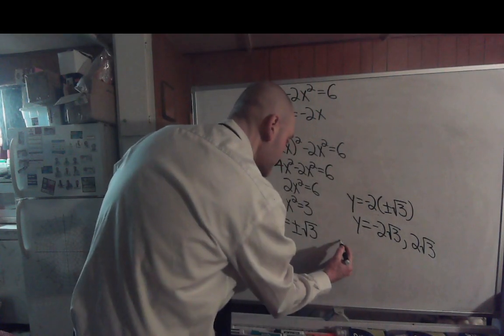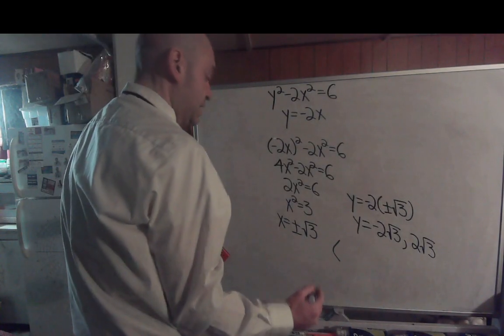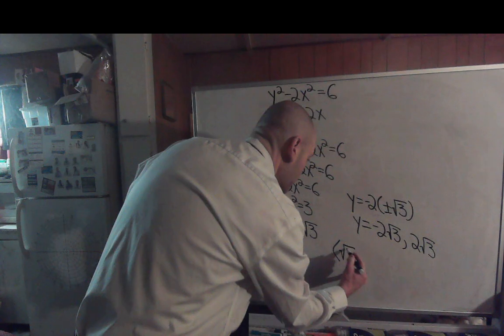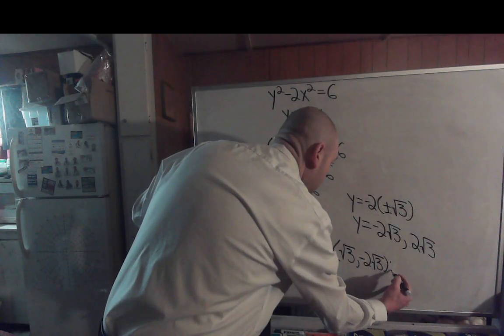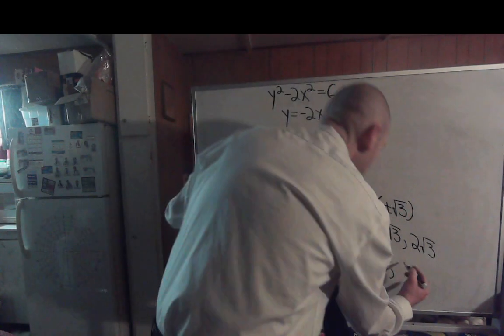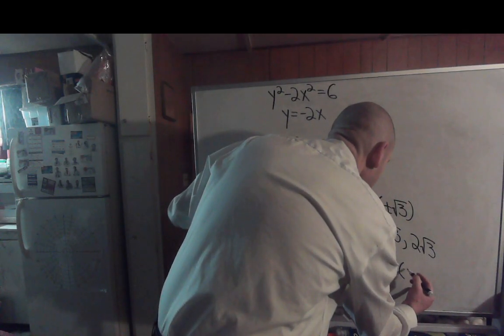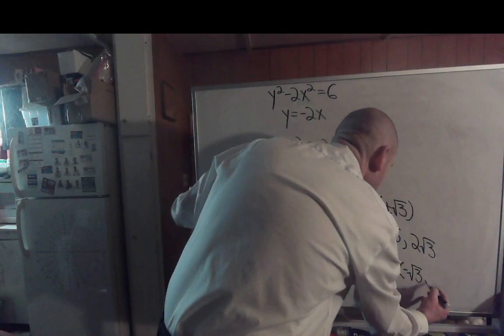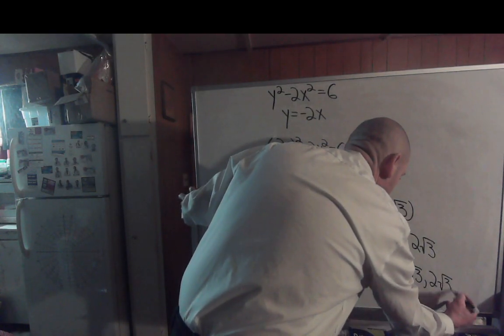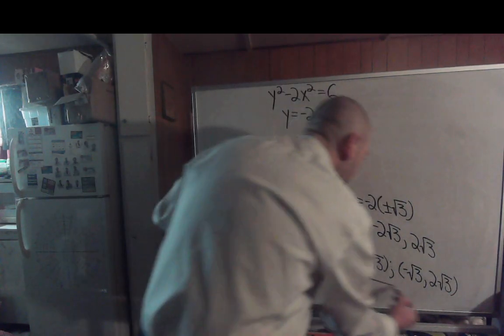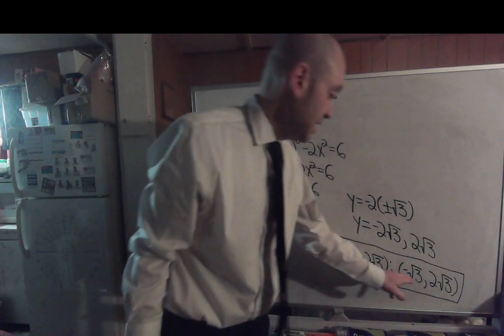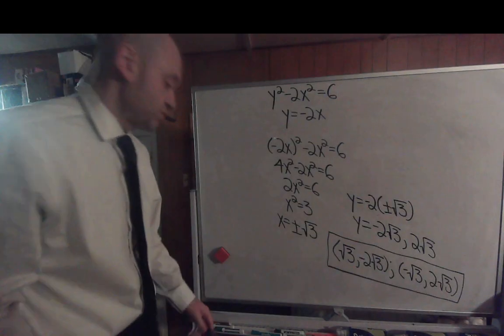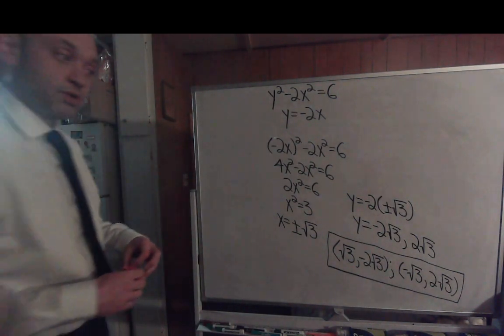So your points of intersection are going to end up being (square root of 3, negative 2 times the square root of 3), and then you'll end up having (negative square root of 3, positive 2 times the square root of 3). These are the 2 points where the hyperbola and the line intersect. And I got just one more, then we're done.